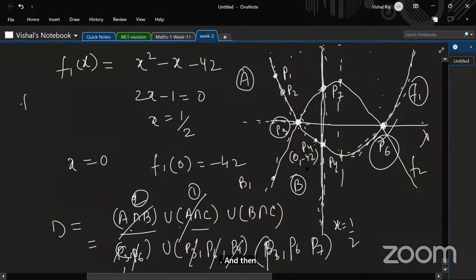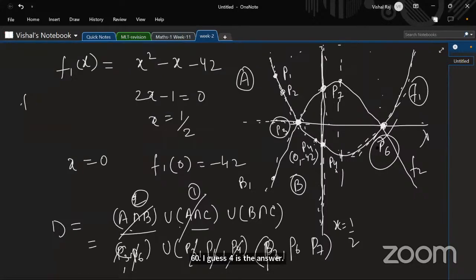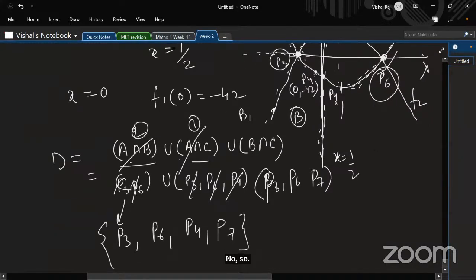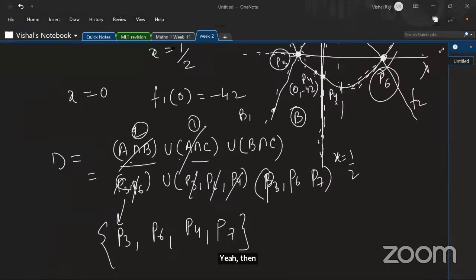Yes. Let's say, for example, that C is all the points on the x-axis only. Then P3 and P6 would be counted, but not P4 and P7. Now you're left with, I guess, 2. Okay, is this clear to everyone? Yes sir.